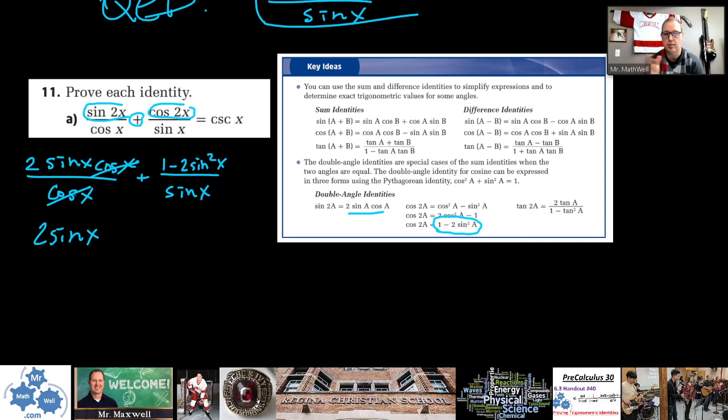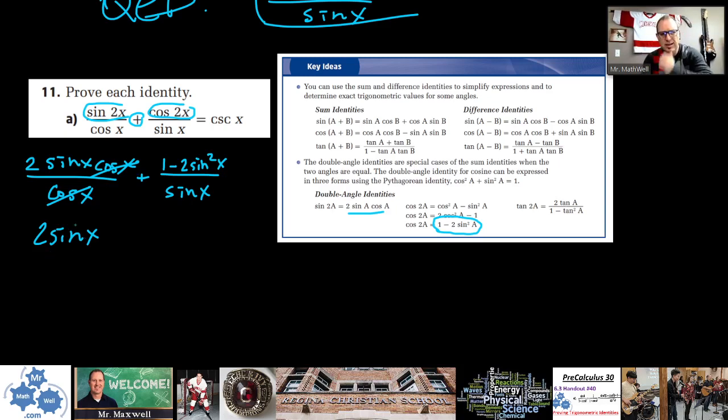On most of these, you're going to start doing something and you're going to say, I have no idea what to do next. I don't know where to go. So just think of your tips, think of your identities, start rewriting, adding, subtracting, whatever. You might have multiple paths to do this. One path might be really short, one path might be a little longer. But just keep sticking with it when you prove these.